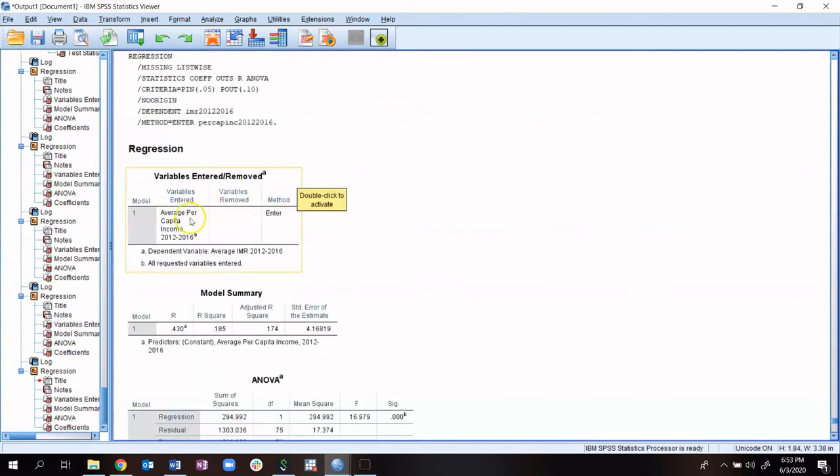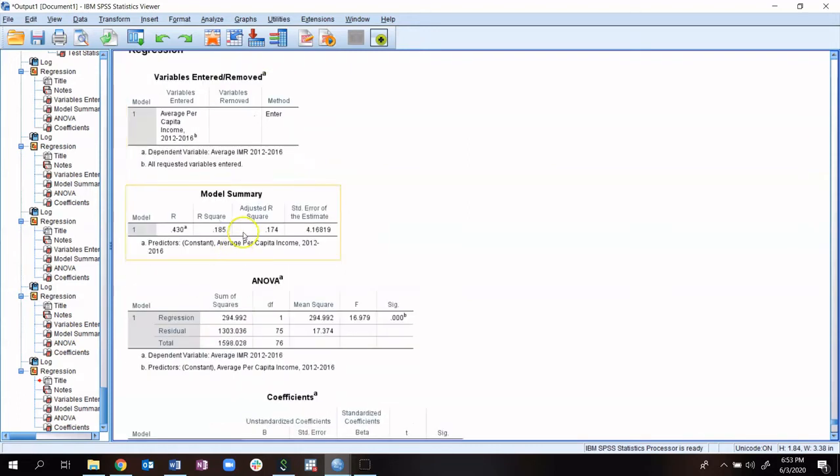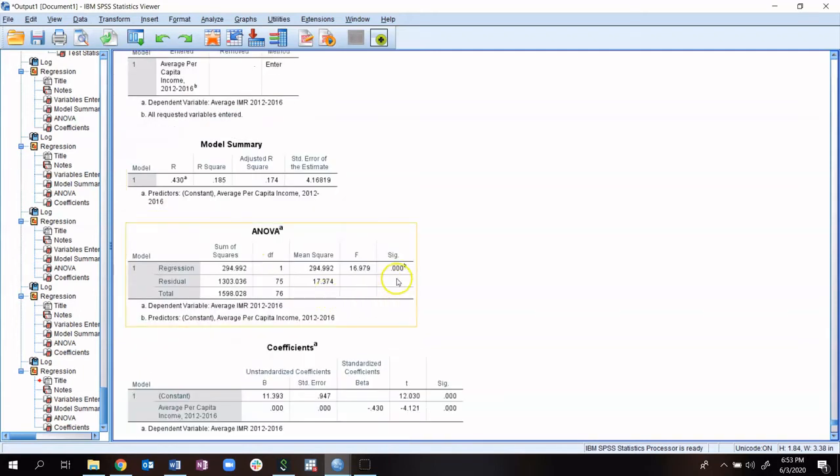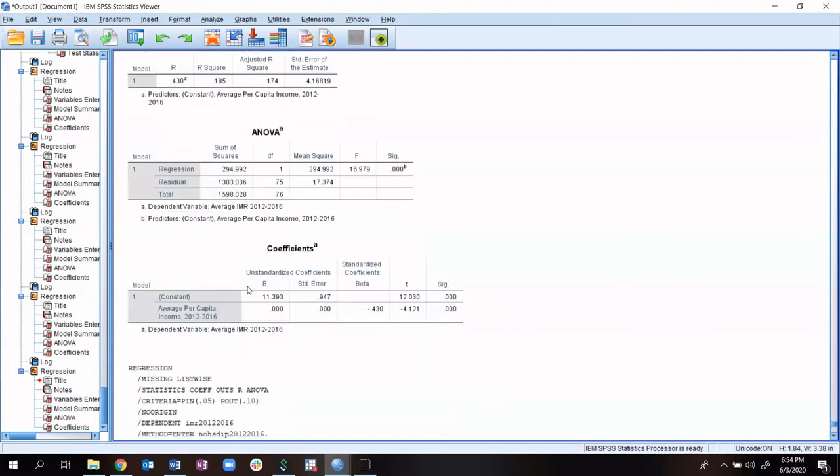All right, looking at the variables entered and removed, there are no variables removed, so that's good. The adjusted R-square for per capita income is 0.174. That means about 17.4% of the variation in community level infant mortality rates is explained by community per capita income. It is significant. This ANOVA shows that it is significant at a p-value that's less than 0.001, meaning that there is a very small probability that these results were achieved by chance. This is likely a legitimate or real relationship that we're looking at.